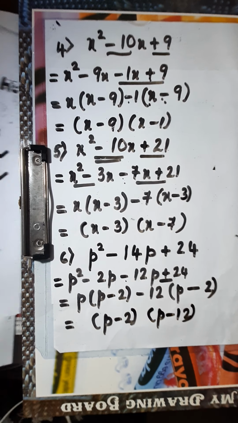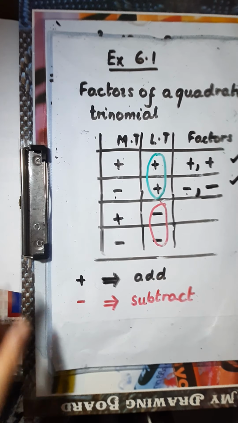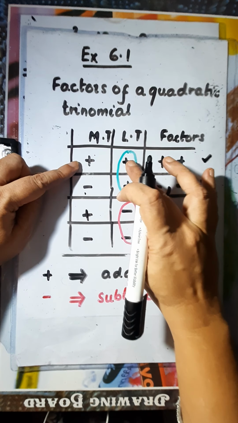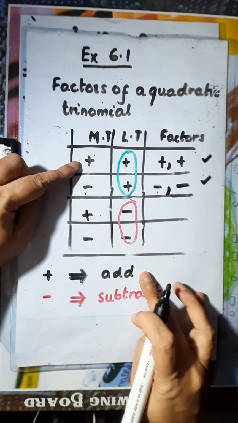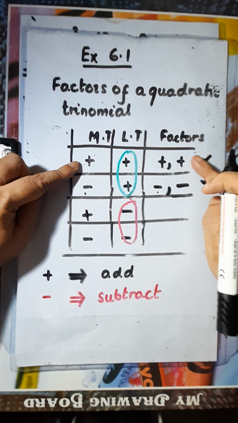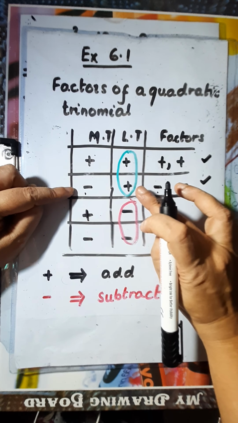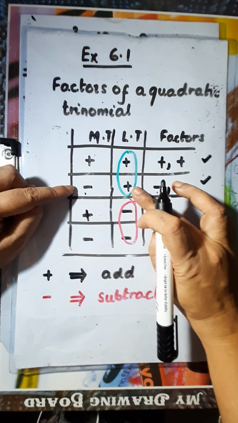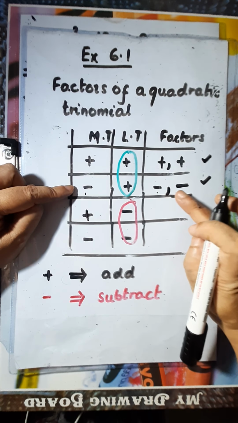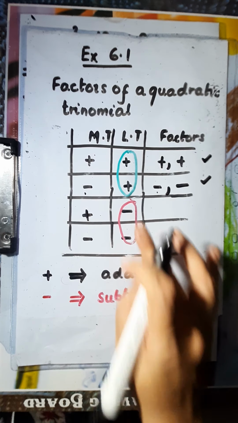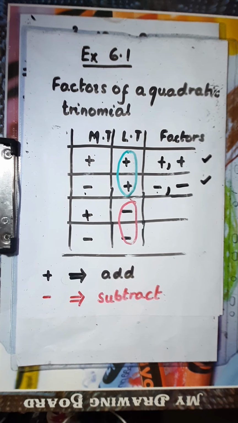So at the end of this video, I have come to this. Okay, see very carefully. My middle term is plus and my last term is plus. I am adding to get the middle term, but my factors are plus and plus. My last term is plus and my middle term is minus. My factors are minus minus, but I have to add to get the middle term. Next time I will show you both these factors. Thank you.